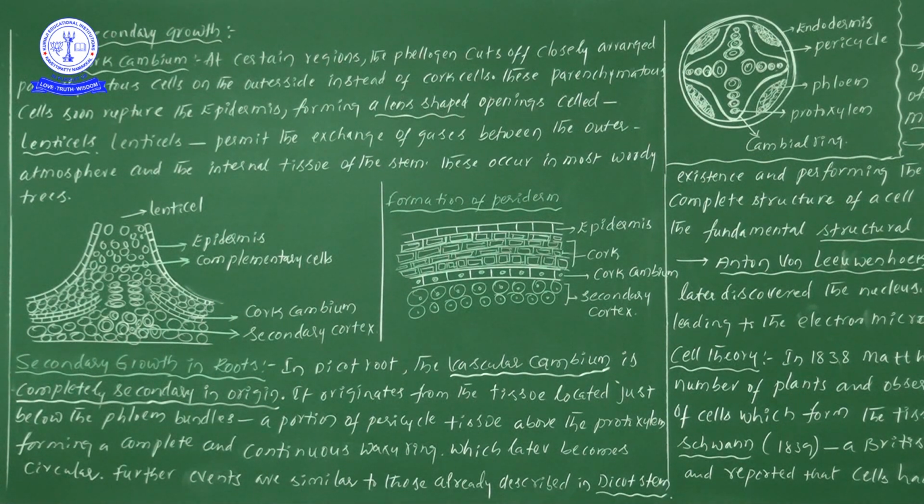The last concept we saw was secondary growth in plants. Let me revise for one or two minutes before entering the actual concept. Secondary growth takes place due to the activity of the cambium. When this cambium becomes very active, we will observe the development of new structures.